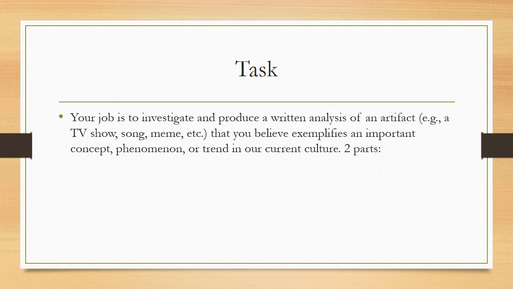So this can be anything: a TV show, a song, a meme, a movie, a video game, a social media site, a poster, so on and so forth. So your job is to investigate and produce a written analysis of an artifact that you believe exemplifies an important concept, phenomenon, or trend in our current culture.